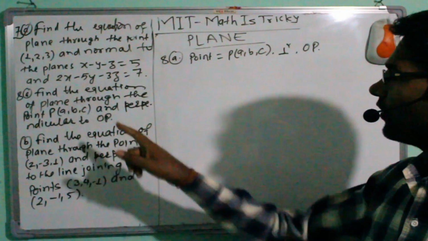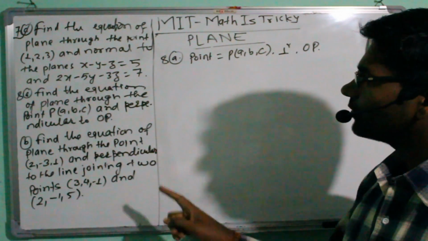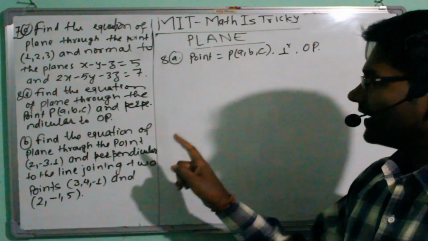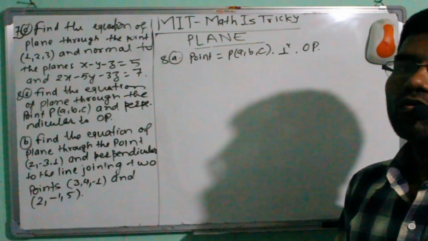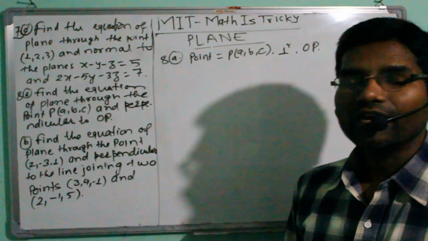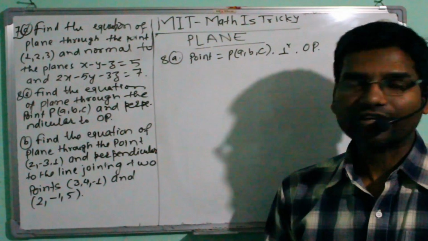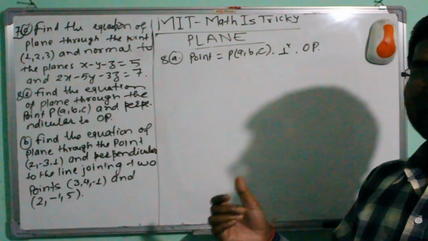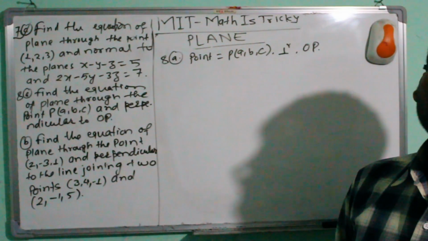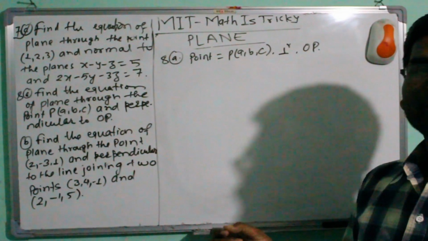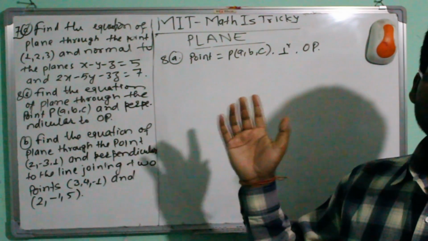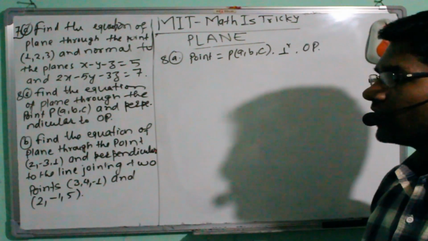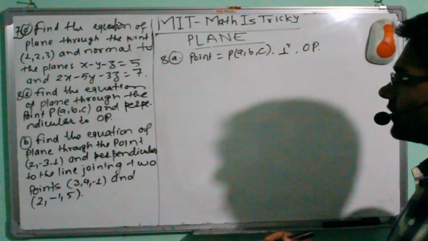Question number 80. Find the equation of plane through the point P(A, B, C) and perpendicular to OP, where O is the origin. So here we have to find the equation of plane which is perpendicular to OP, and the coordinate of P is given. The plane is also passing through the point P, whose coordinate is A, B, C, where O is the origin. So how are we going to solve this?